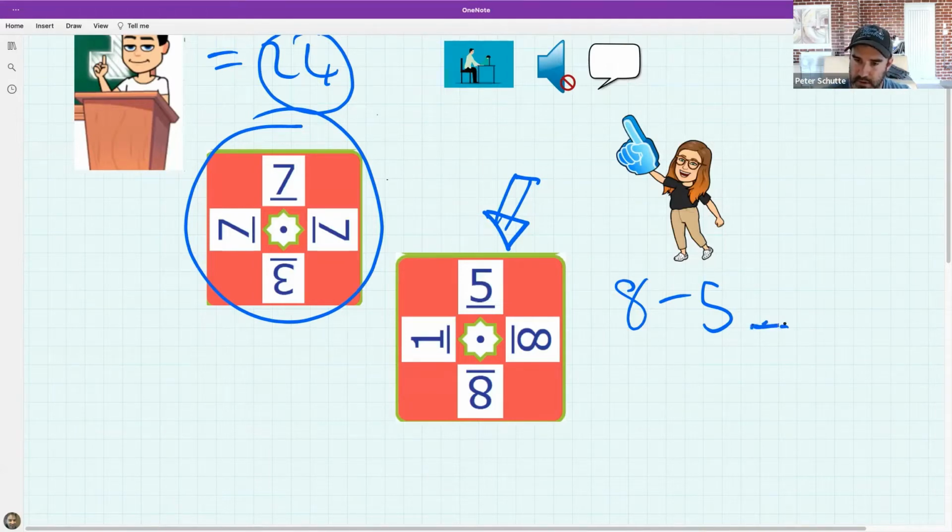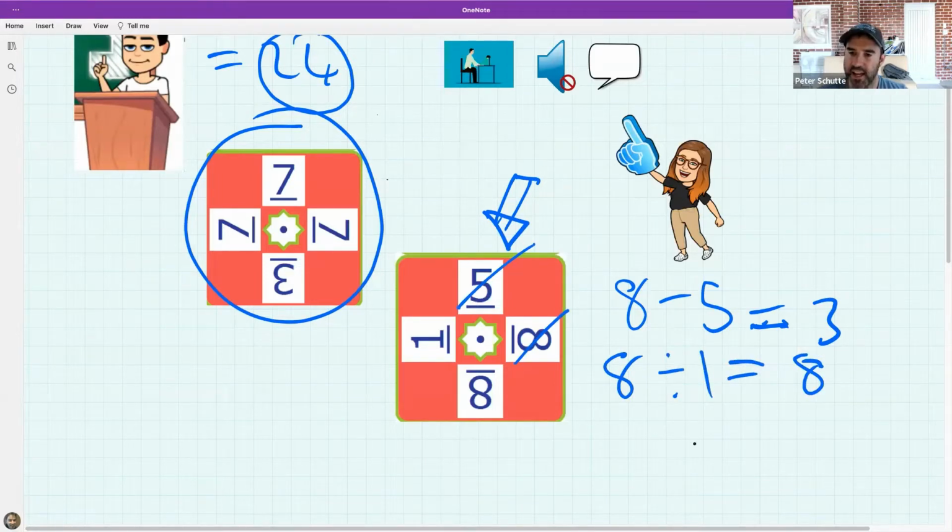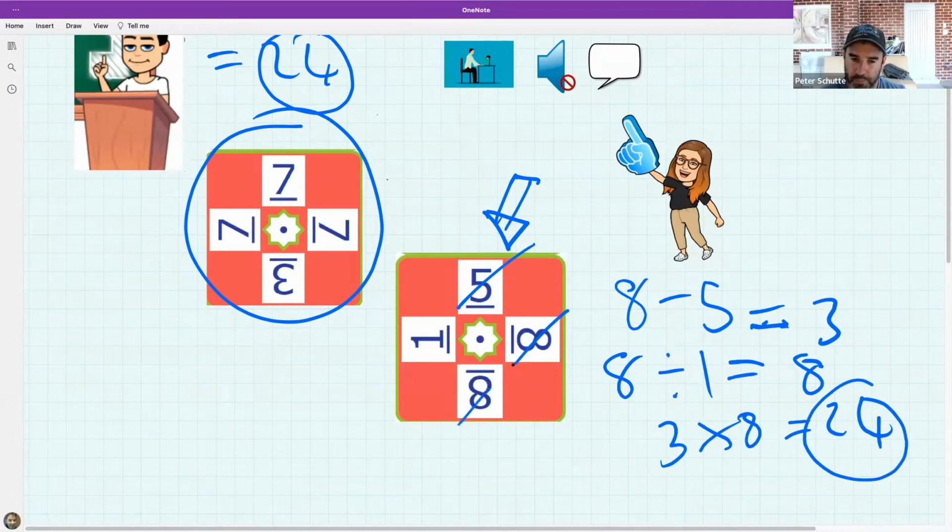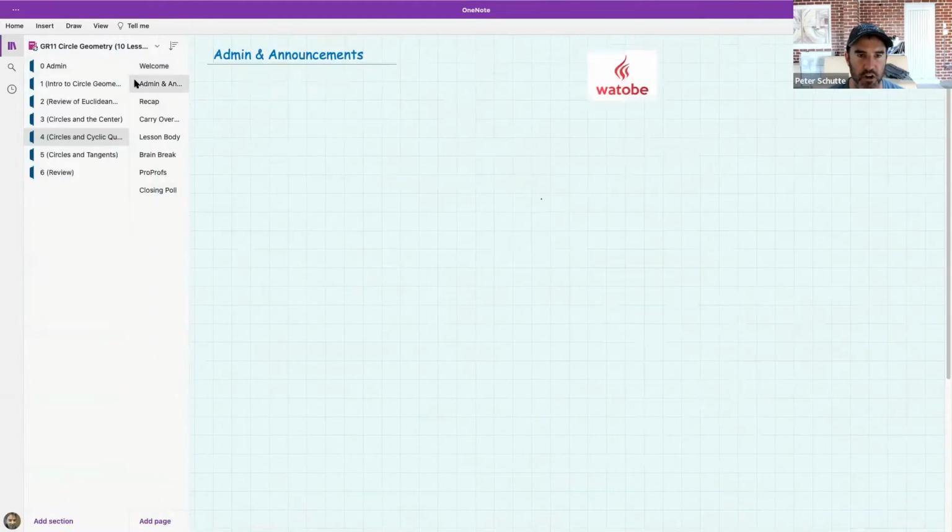So if 8 minus 5 is 3, then the way to do this one is, well, I've used up the 8 and I've used up the 5. Now, if only there was a way I could get 8 from 8 and 1, and then I realized, oh, there is. 8 divided by 1 is 8. And now I just go 3 times 8 is 24. Okay, and this is a wonderful exercise for us just to warm up every lesson. And I really do encourage you guys to give it a go. But we are moving on.